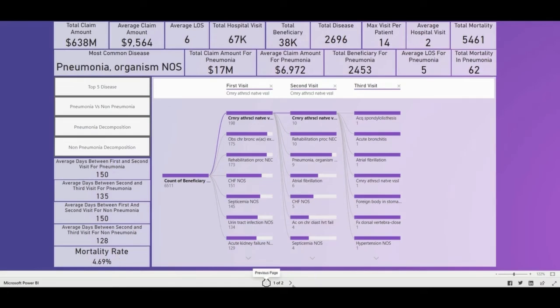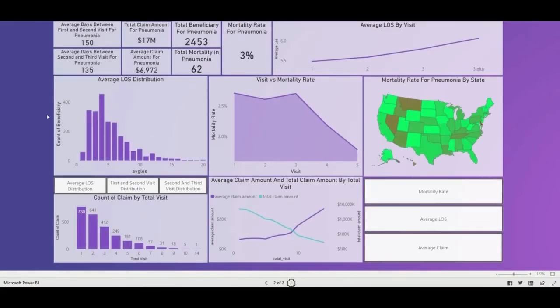Now let's go to our next page in which we are totally going to focus on pneumonia. Here we have our important KPIs for pneumonia, my average LOS by visit, my average LOS distribution for pneumonia, my visit versus mortality rate, in which I can definitely see on my third visit we have a higher mortality rate, my count of claims by total visit, and my comparison of average claim amount versus the total claim amount.